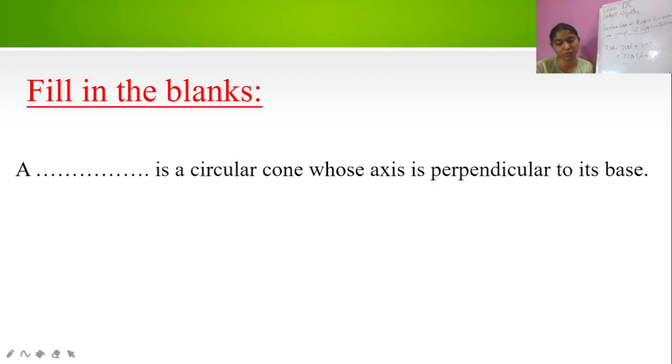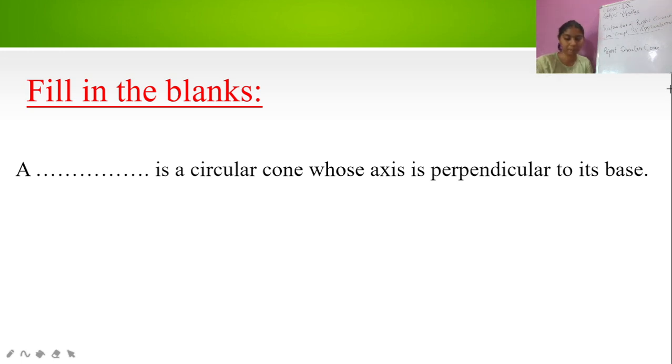Now students, you have to do this task, filling the blanks. A dash is a circular cone whose axis is perpendicular to its base. What do we call that circular cone? Yes, very good students, that is right circular cone. This kind of cone always has its axis perpendicular to its base.